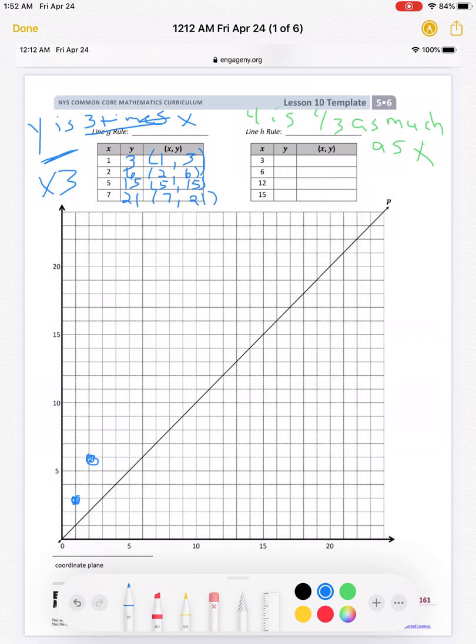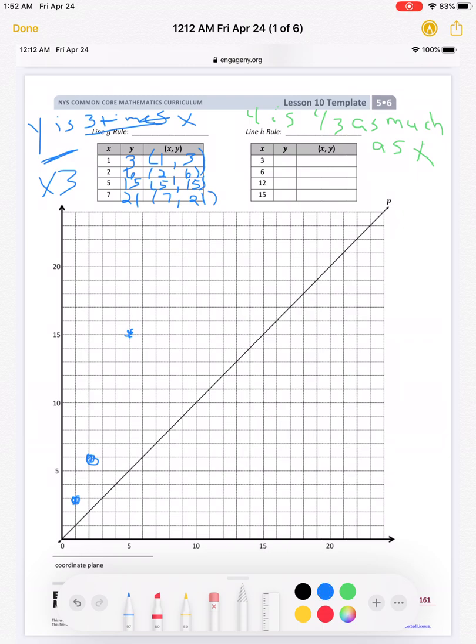So I go to 5 on the x-axis, which is here, and then up to 15 on the y-axis. And let Ms. Storm put her point, my plot. And there would be our coordinate pair, our plot. All right, let's go to the next one. Last one here says 7, 21.